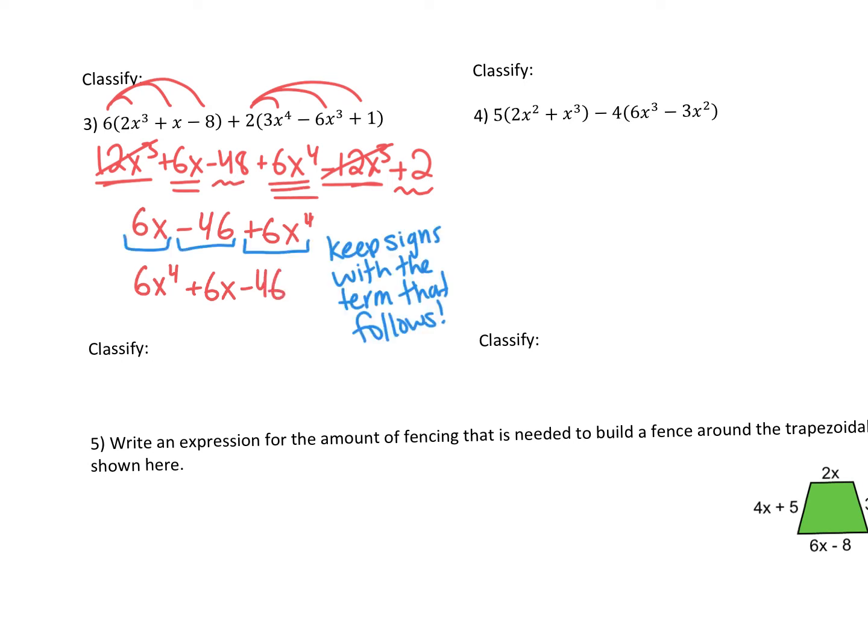Notice that in this one, I actually underlined with different underlines all the way across. This is a great strategy if you're someone that often loses some of your terms, rather than not underlining terms that do not have a like term pair. Let's classify this. We have an x to the fourth as our degree, so this is quartic. And again, since there are 3 terms, we have trinomial.